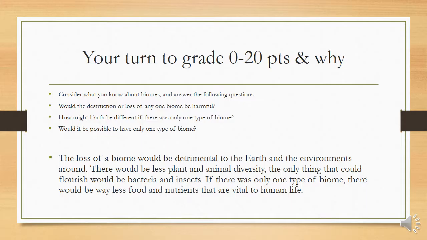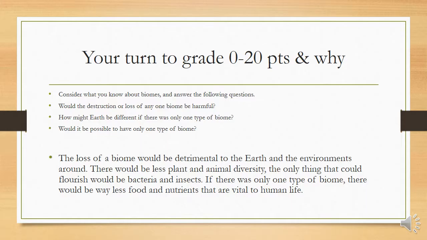So if we analyze this one, does it have a source? No. So it automatically can't get over 15 points. Let's see. Does it have good grammar? There would be way less food and nutrients that are vital to human life. Again, that's not really good. It's not specific at all. So we know it's probably not going to even get 15 points.